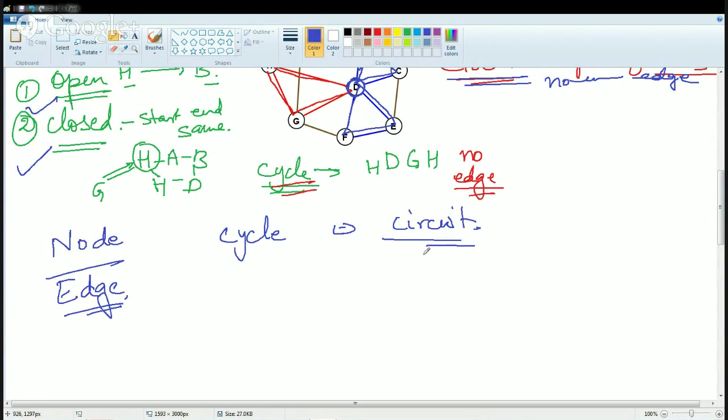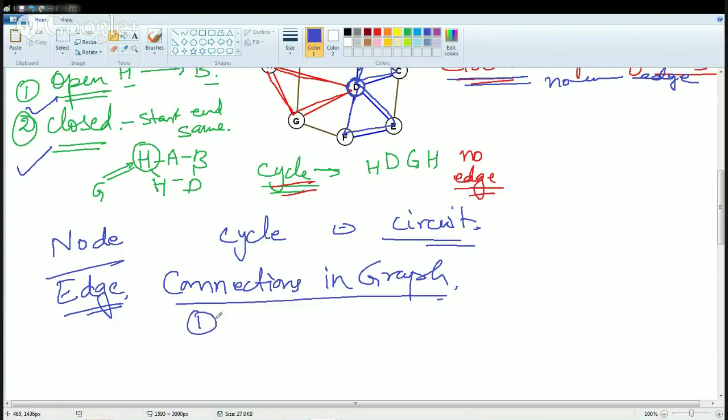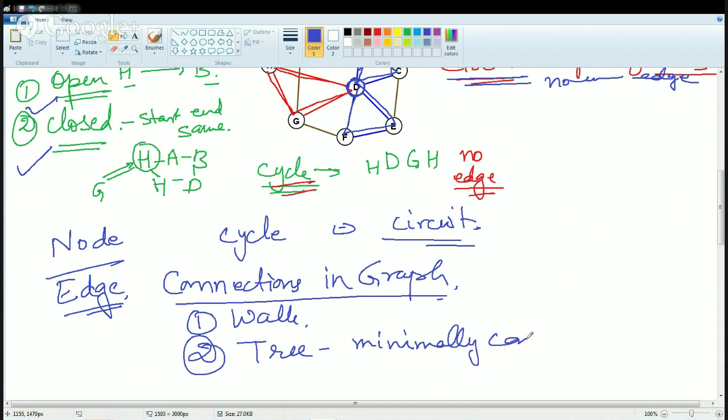Now, there are a few things that you must know under graph theory, and those are the connections in the graph. So the first kind of connection is walk, which we already talked about. The second important connection is tree. So a tree is a minimally connected graph, which implies that there is only one possible way to reach any point.